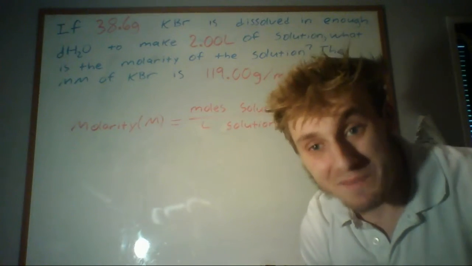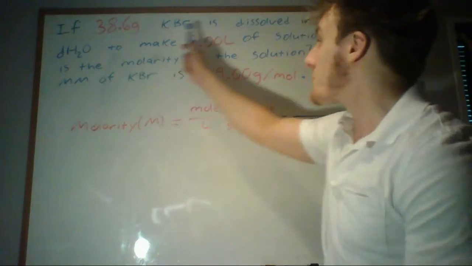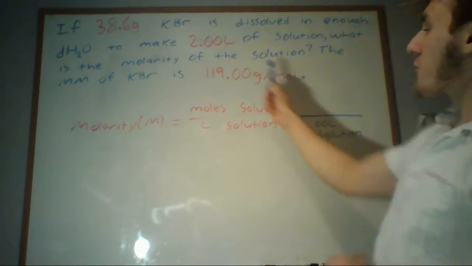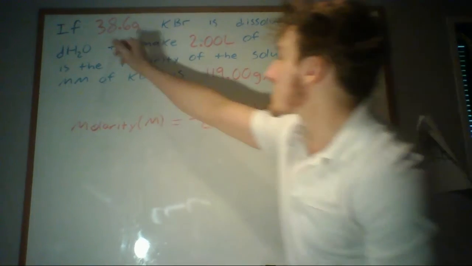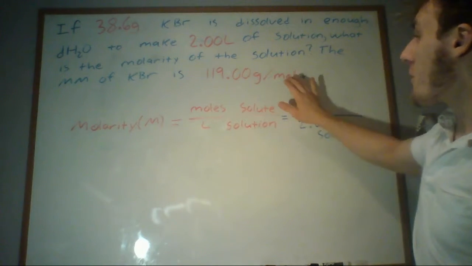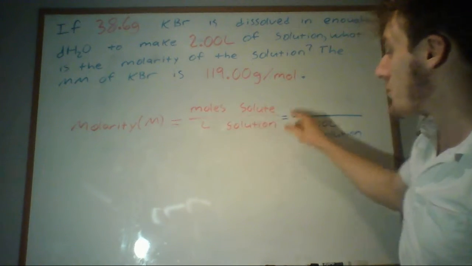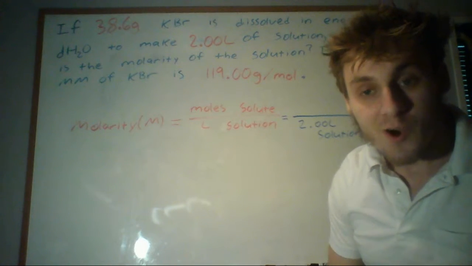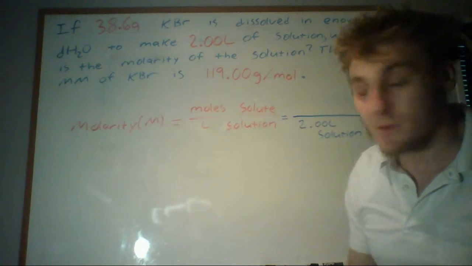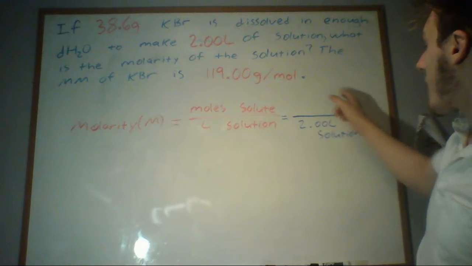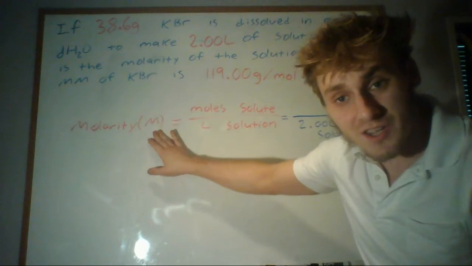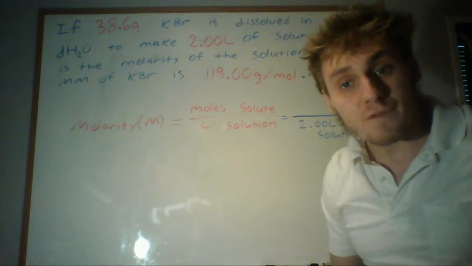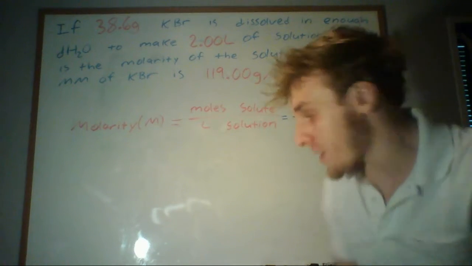But do we know the moles of solute? Well, not quite. We can figure it out, right? We have the mass of solute in grams, the mass of potassium bromide. And we have the molar mass of potassium bromide. So using those two numbers, we can figure out the moles of our solute, the moles of our potassium bromide. Once we figure out the moles of our potassium bromide, we can plug that in right here. We'll then have the moles of solute divided by the liters of solution, and that'll give us the molarity of this solution.